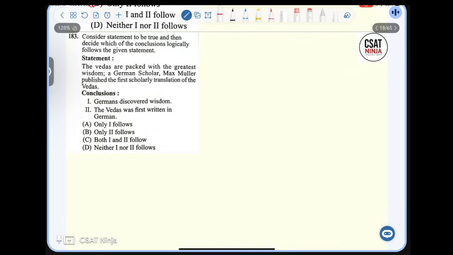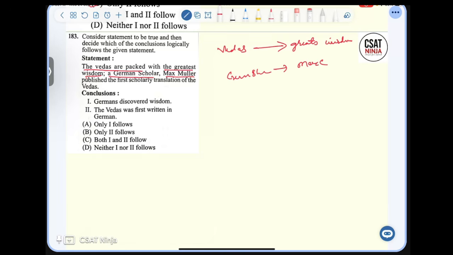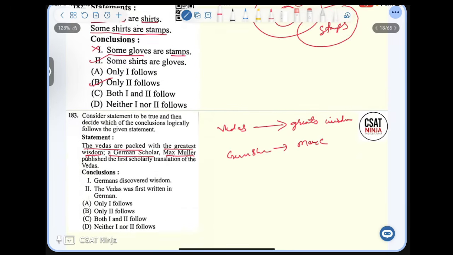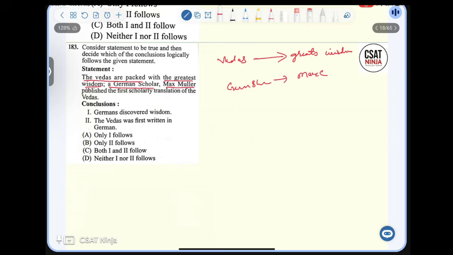It's a critical reasoning question. Let's try to solve. The Vedas are backed with Cretus wisdom. That means Vedas are backed with Cretus wisdom. That's number one. A German scholar, Max Müller, I'll just use Max. Option T. For this one, I don't know. Let's check.